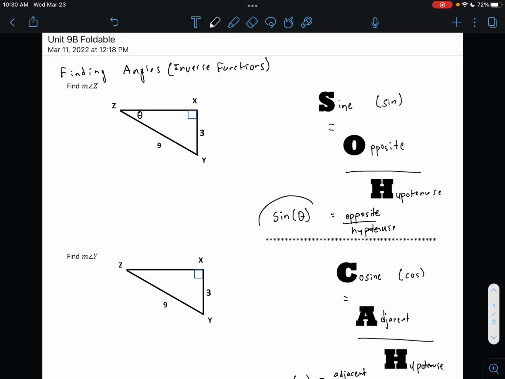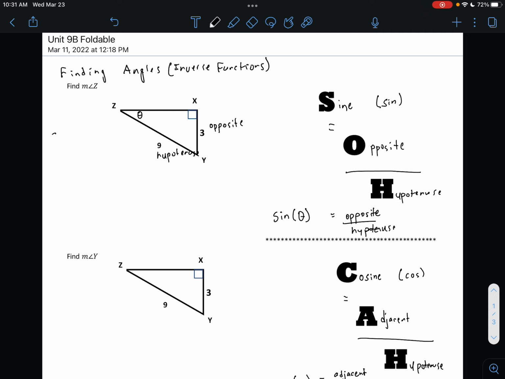And just like the standard sine, we're going to be dealing with the opposite and the hypotenuse. So we have the opposite side from theta, that's right across, and we have the side across from the right angle. That's our hypotenuse. But since we know both of the sides and we don't know the angle, we're going to be doing something called the inverse function. And that looks something like this.